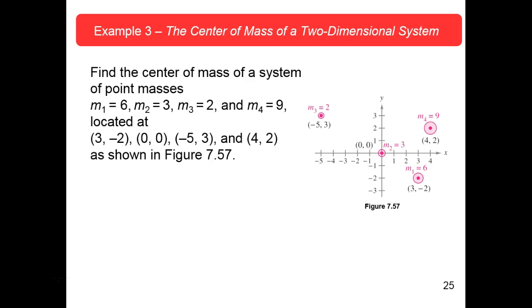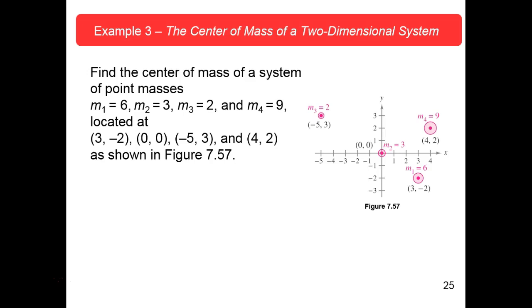Find the center of mass of a system of point masses. M1 is 6, M2 is 3, M3 is 2, and M4 is 9. So the size of the circles is, relatively speaking, the masses. Smaller circles are 2, 3, 6, and 9.